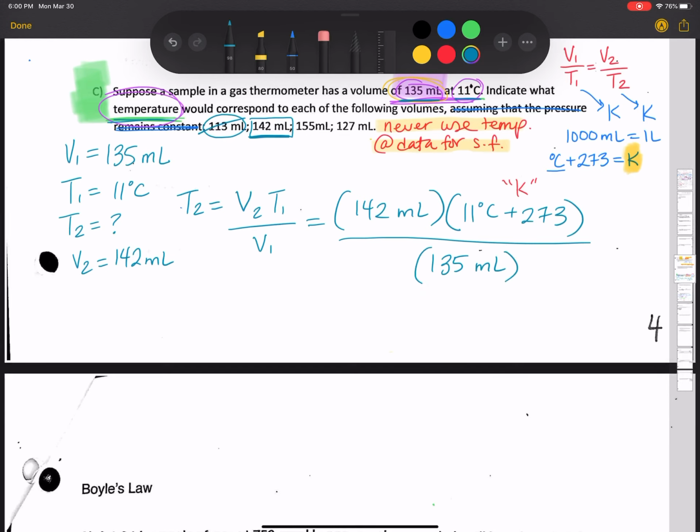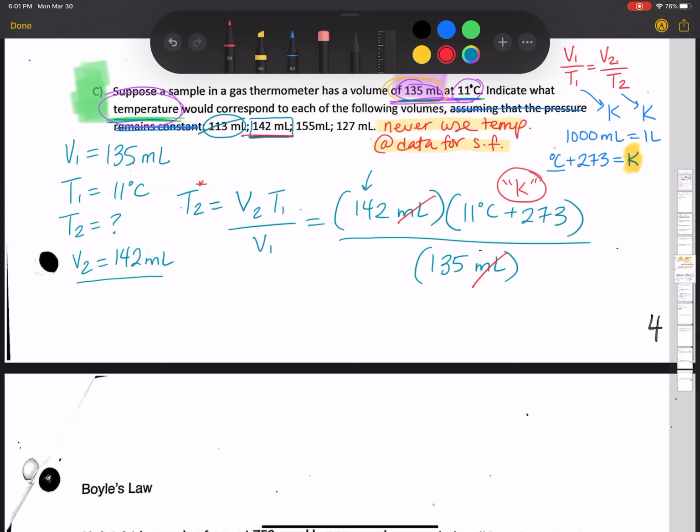If you take a moment and look at the practice that you just completed for 113 milliliters, everything else in your equation is set up identical. The only thing that's different is this part right here because that's your new V2. So now let's take a moment and check our units. I have milliliters in my numerator. I have milliliters in my denominator. I'm going to be left with units of Kelvin, which is what I want because I'm looking for the new temperature that's going to match the new volume.